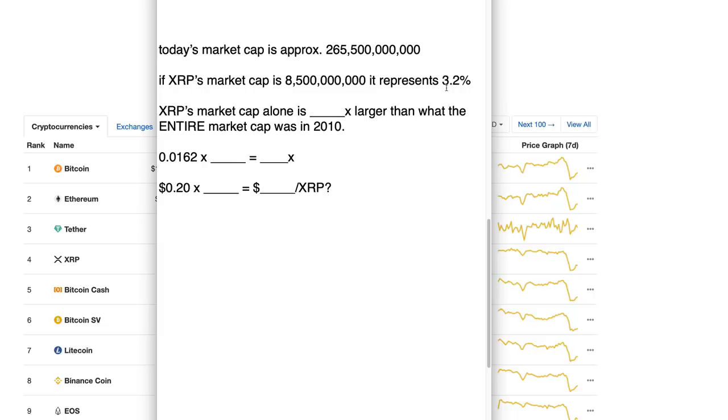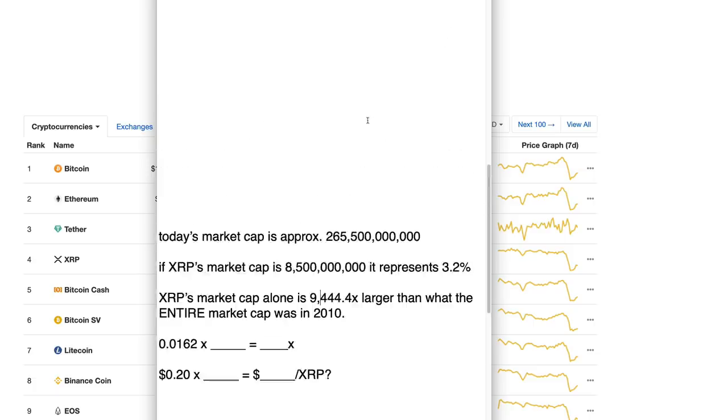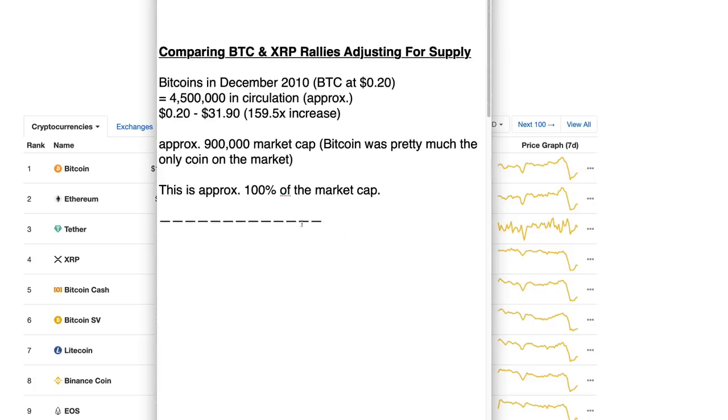But let's just take a look at XRP and let's not even consider the FOMO. Let's not consider the fact that XRP has a high ranking on CoinMarketCap, and let's not consider that people will dump money into XRP during the next bull rally. None of that considered. Let's take a look at the numbers we have. XRP's market cap alone is 9,444.4 times larger than Bitcoin's market cap was way back when.